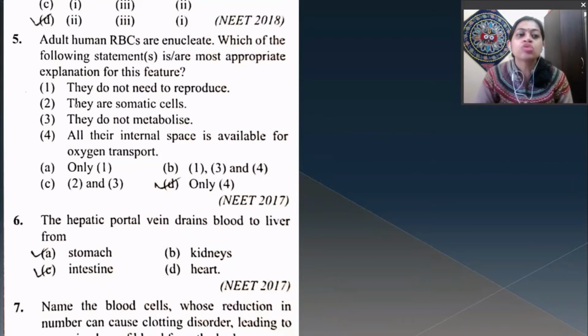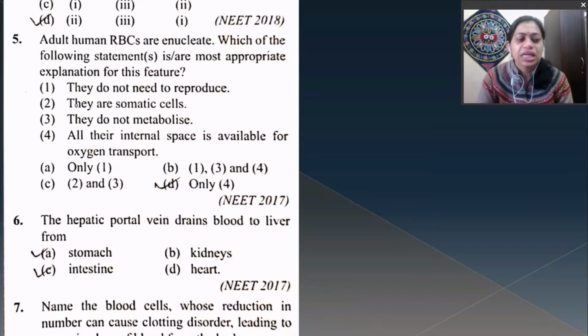Now adult human RBCs are enucleate. That means they do not have a nucleus. Which of the following statements is/are most appropriate explanation for this feature? Number 1, they do not need to reproduce. They are somatic cells. They do not metabolize. And number 4 is all their internal space is available for oxygen transport. So the right option is only 4. That's all their internal spaces are available for oxygen transport.